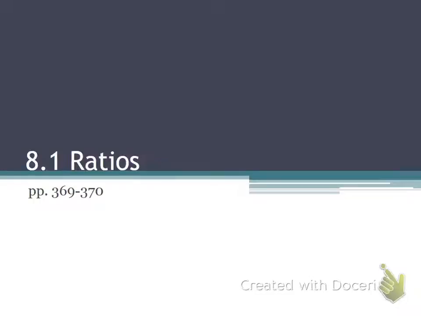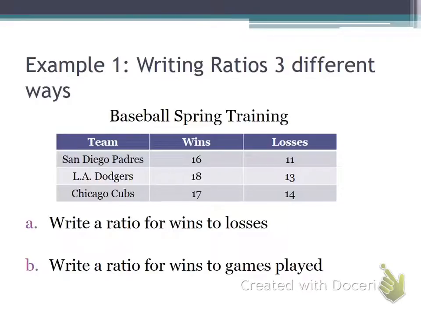All right, today we're in section 8.1, ratios. There are 3 ways to write a ratio, guys. We can write it as a fraction, with the word "to", or with a colon. All right, so let's look at this chart.